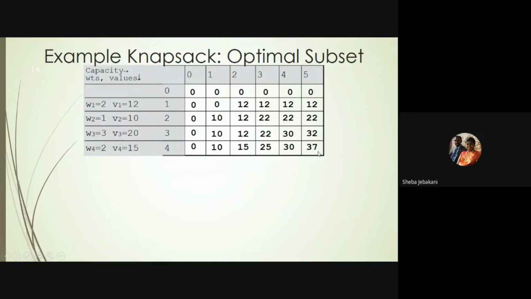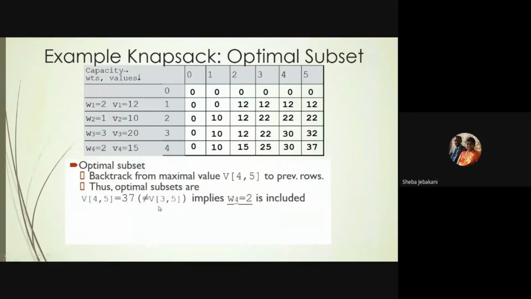If you don't select this fourth object, then the value of the previous profit will be as it is. Yes or no? If I don't select this object, my profit will be whatever I got when I had selected till the previous object. So I have to check if both are equal. Now I find 37 is not equal to 32. So that means I have selected the fourth object. Since I know I have selected the fourth object, if I subtract the weight from the maximum capacity, I get 5 minus 2, which will be 3.